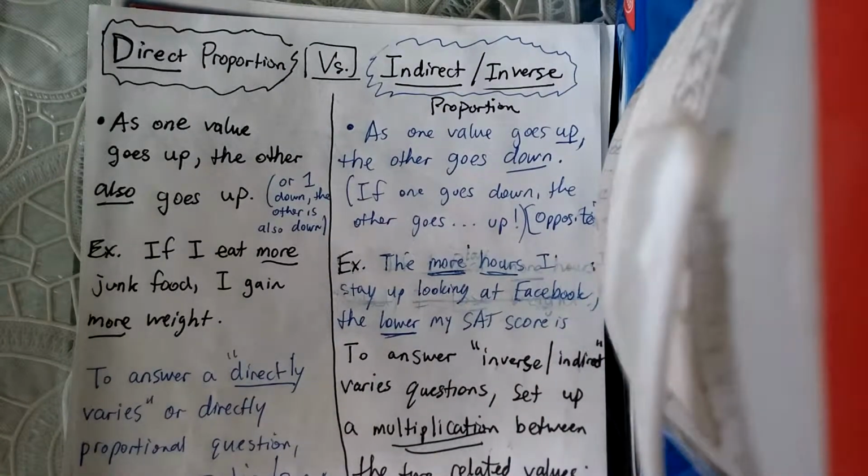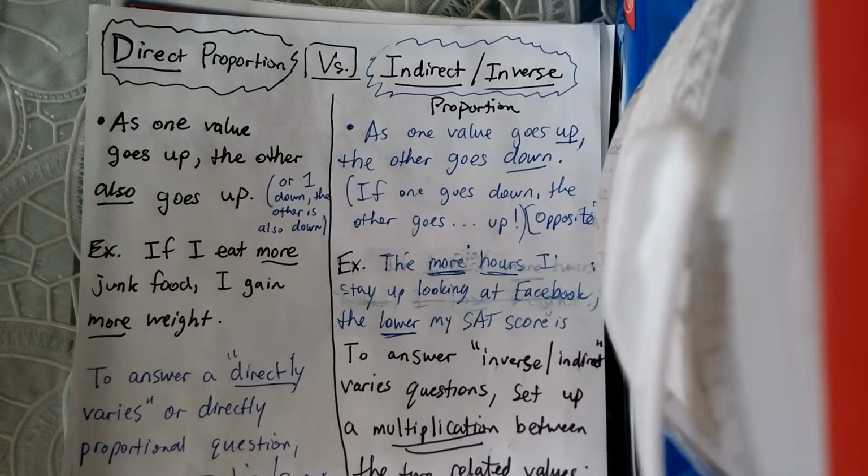All right, so direct proportion is defined as the following. As one value goes up, the other one also goes up. Conversely, if one value goes down, the other value also goes down. An example of this is if I eat more junk food, I gain more weight. Notice that the relationship between junk food and weight is that they both go up. If one goes up, the other one goes up. Also, if I eat less junk food, I can predict that I will gain less weight.